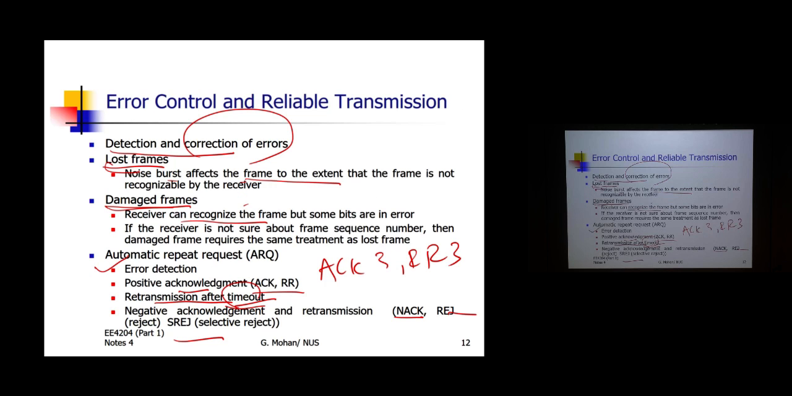So all these mechanisms together, we call this ARQ. ARQ stands for automatic repeat request. That means if there is some error, it requests the other party to repeat or retransmit. So this whole mechanism happens automatically, so we call it automatic repeat request, ARQ. And any protocol which implements this will also be tagged with ARQ.